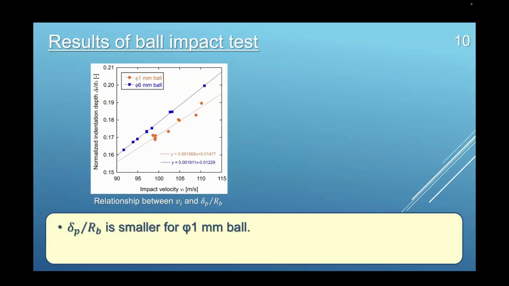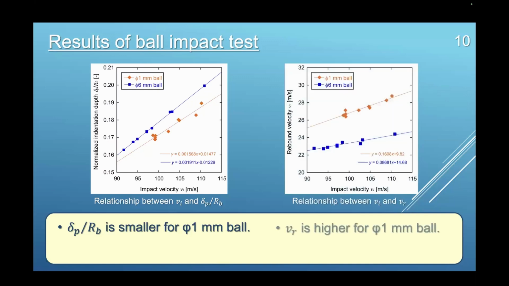This figure shows the relationship between impact velocity and the normalized indentation depth. As you can see, the normalized indentation depth is smaller for 1 millimeter balls than for 6 millimeter balls. Then the relationship between the impact velocity and the rebound velocity is shown here. The rebound velocity is clearly higher for the 1 millimeter ball. This is due to the influence of strain rate hardening.